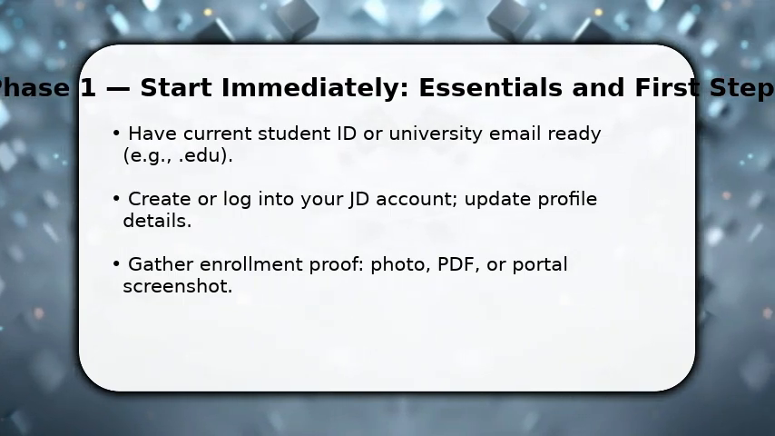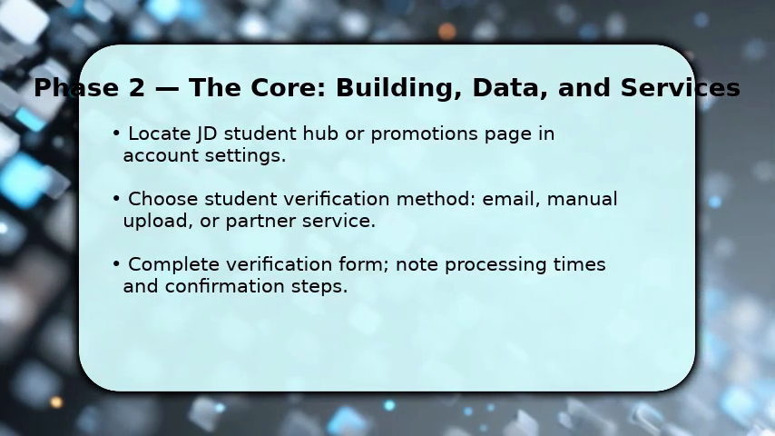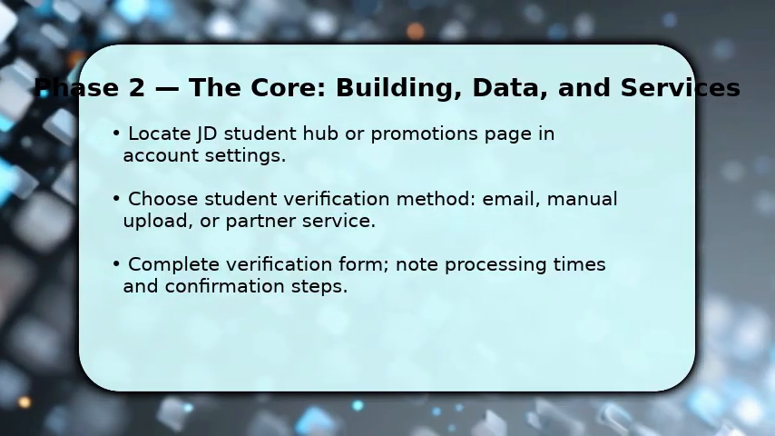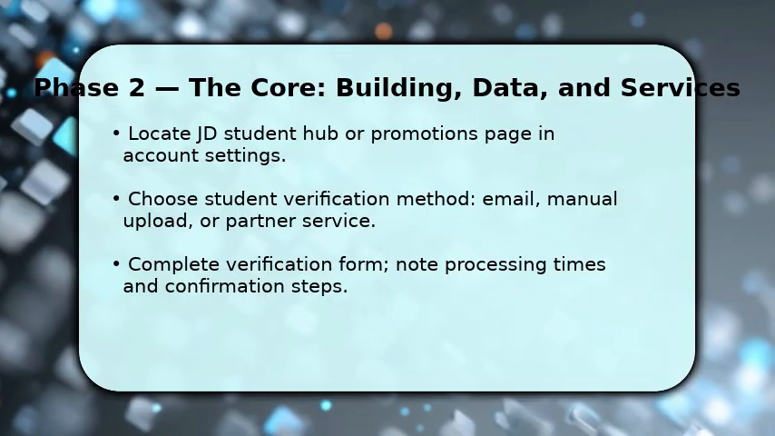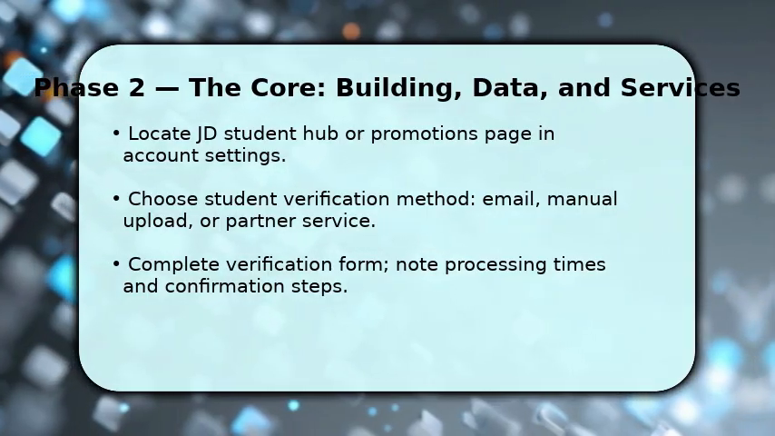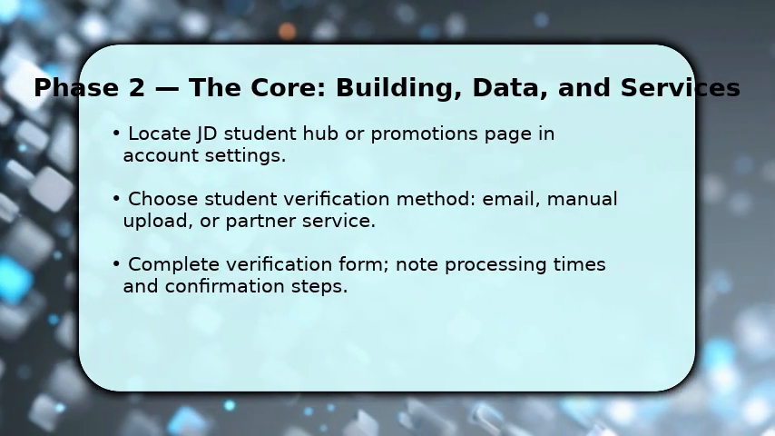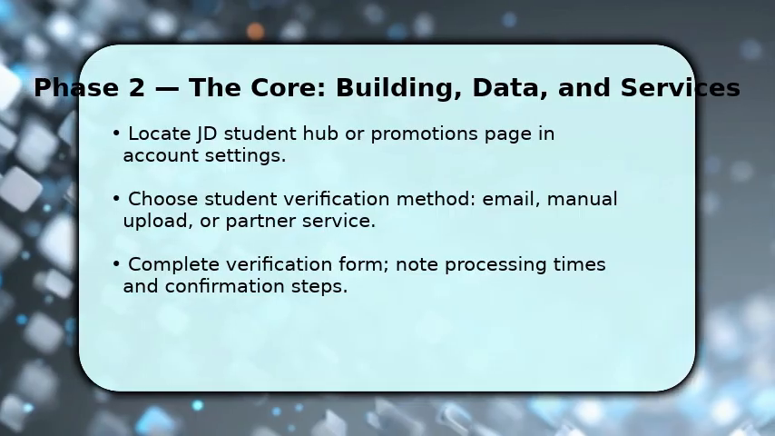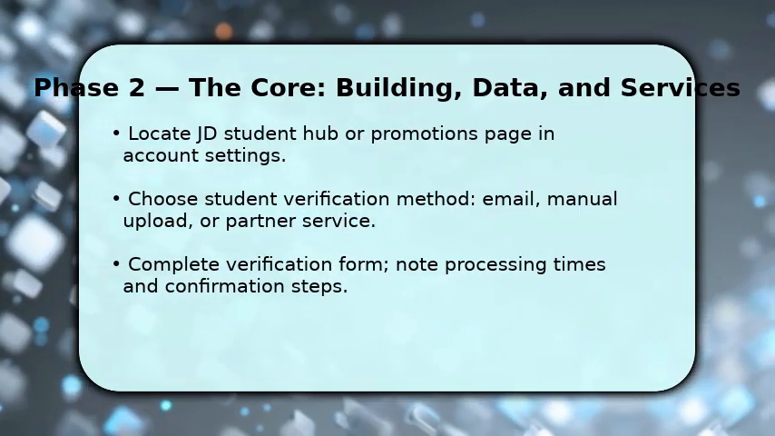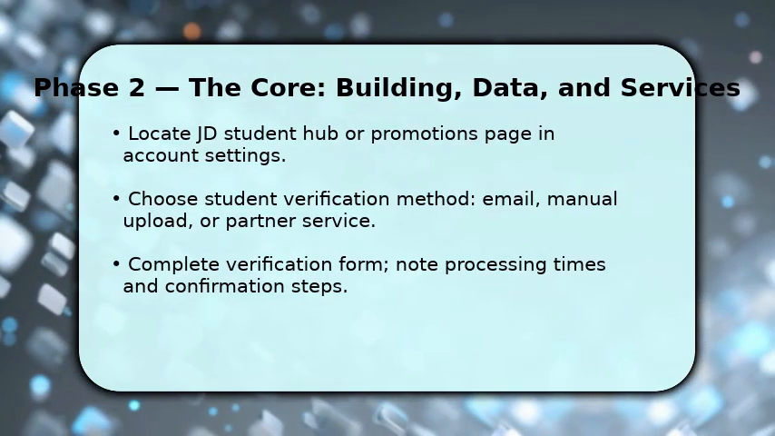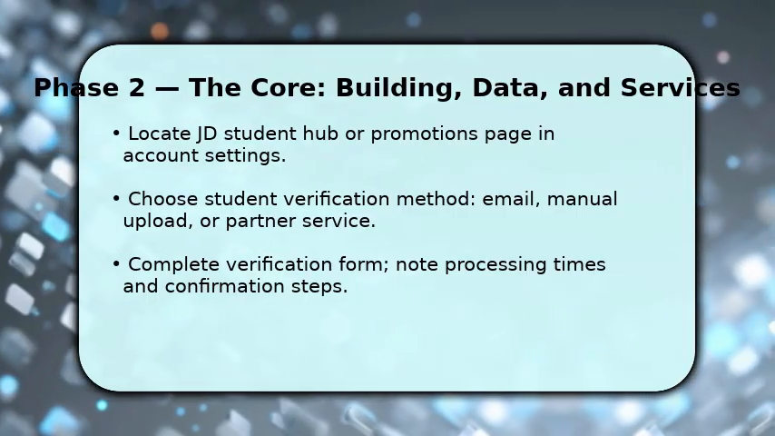Now move into the verification flow on JD. Go to your account settings and find the Student or Promotions section. Select a verification method: use your university email for instant confirmation, upload documents for manual review, or connect via an approved partner service if available. Fill the verification form carefully, include exact school name and enrollment dates.